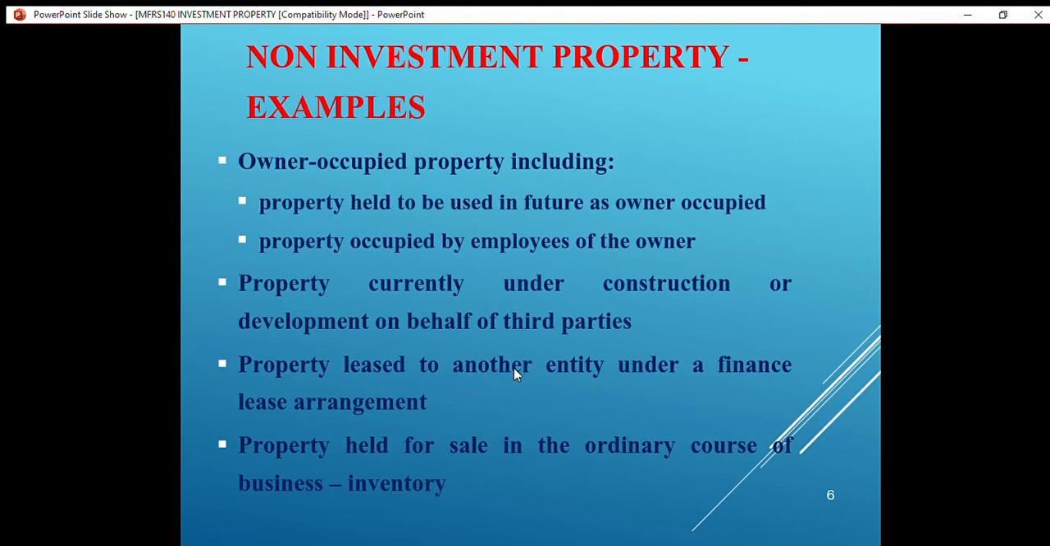Alright. And then the third one, properties leased out to another entity under a finance lease arrangement. This one is also not an investment property because the property is leased out under a finance lease. Finance lease is like you're selling the property to the third party. It's not similar to the operating lease. Operating lease is similar to the rental, but finance lease is like you are selling the property to the third party. All right, and then property held for sale in the ordinary course of business. Of course, this is not an IP, but it is an inventory, right?